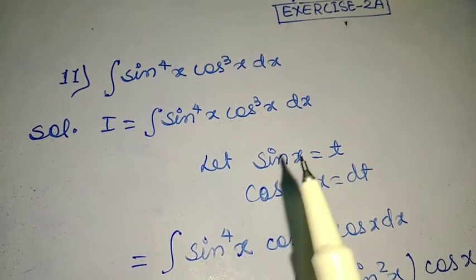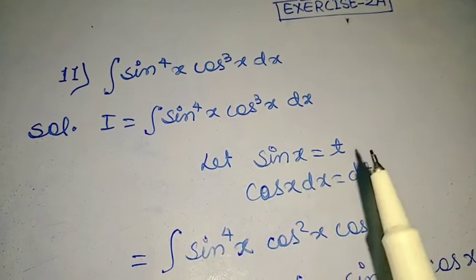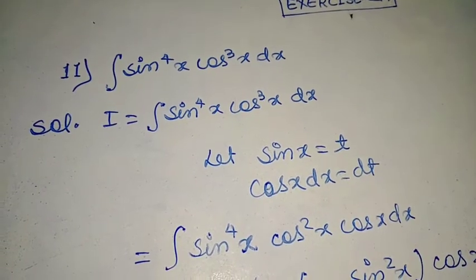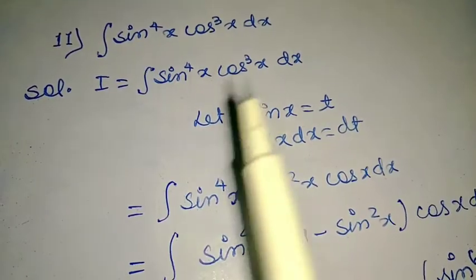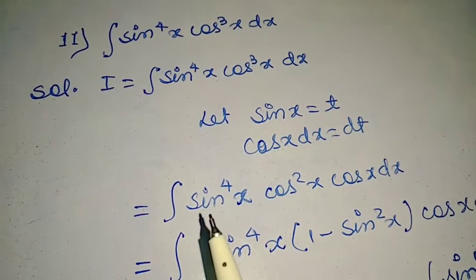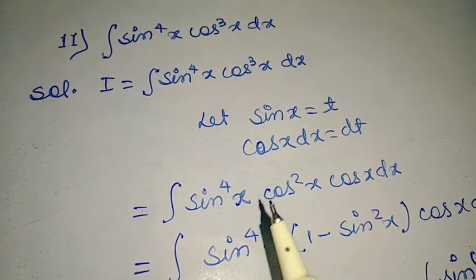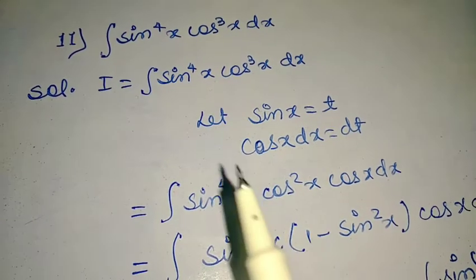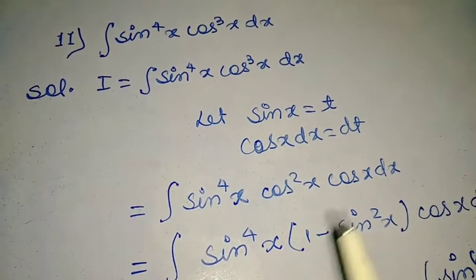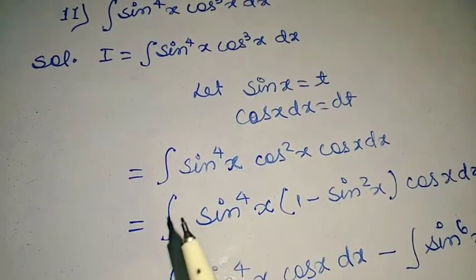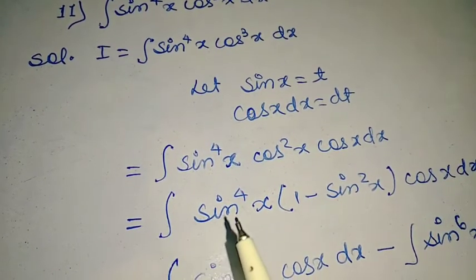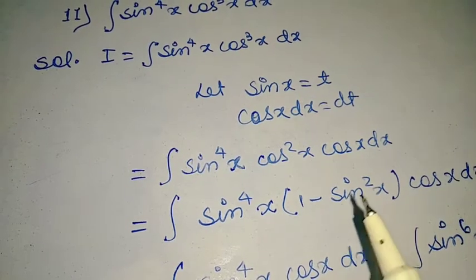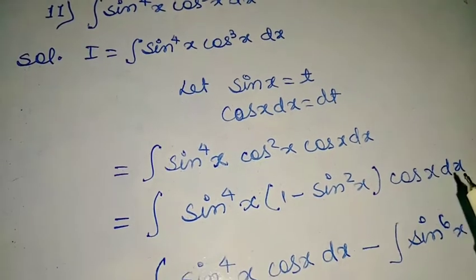So by differentiating both the sides, we get cos x dx is equal to dt. So now in the next step we can write it as integration of sine to the power 4 x into cos square x into cos x dx. We can write cos cube x in the form of this. And now in the next step we can write integration of sine to the power 4 x into 1 minus sine square x into cos x dx.